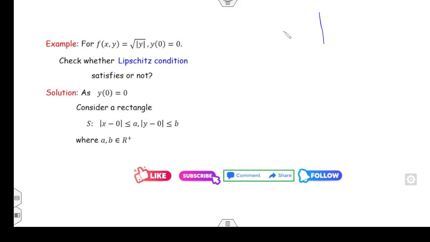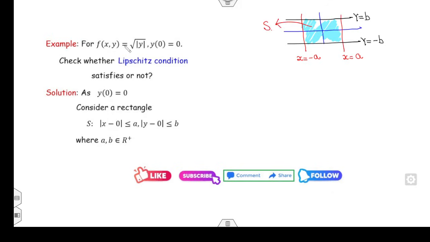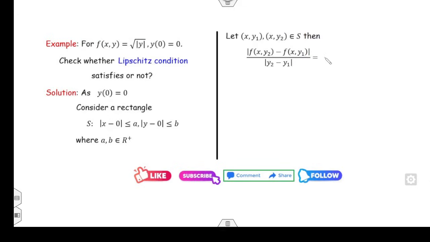If you draw it graphically, what is the meaning? Mod of x less than a, that number is my x is equal to a, x is equal to minus a. This line is my y is equal to b, and this line is my y is equal to minus b. So can you find the proper rectangle? Rectangle is my this shaded portion. Fine. This is my rectangle S. Now we will check whether the function f which is defined in this shaded portion will satisfy my Lipschitz condition or not. क्योंकि यहाँ पे modulus लिखा हुआ है, so I can start with the definition of modulus.